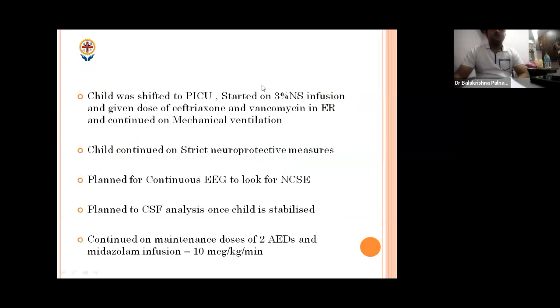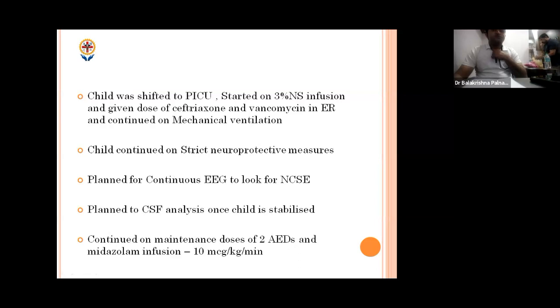So this child was shifted to PICU, started on 3% NS infusion, and given a dose of ceftriaxone and vancomycin in the ER. The child was continued on mechanical ventilation and strict neuroprotective care. We have given head elevation, strict sedation, 3% NS to maintain euvolemia, and we have even tried to maintain cerebral perfusion pressure.